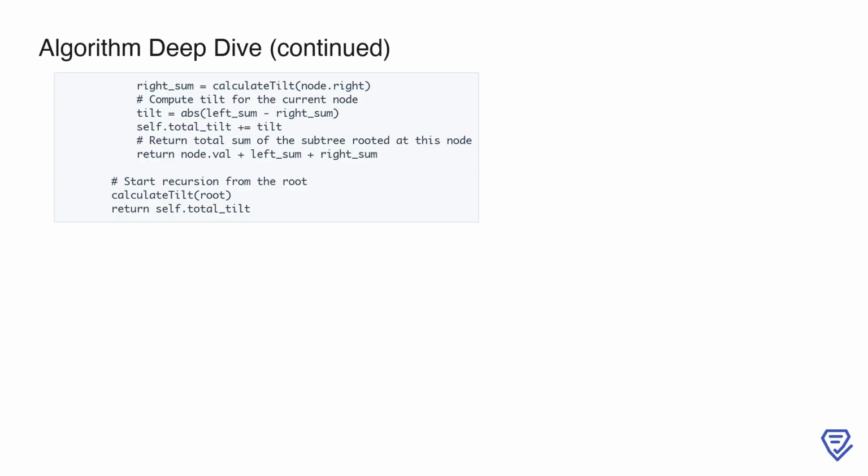The function then returns the total sum of the subtree rooted at the current node, which includes the node's value and the sums of its left and right subtrees. The recursion starts from the root node, and once it completes, the findTilt method returns the value of self.total_tilt, which contains the total tilt of the entire tree. This implementation is straightforward yet powerful, leveraging recursion to traverse the tree efficiently while maintaining a clean and simple structure.